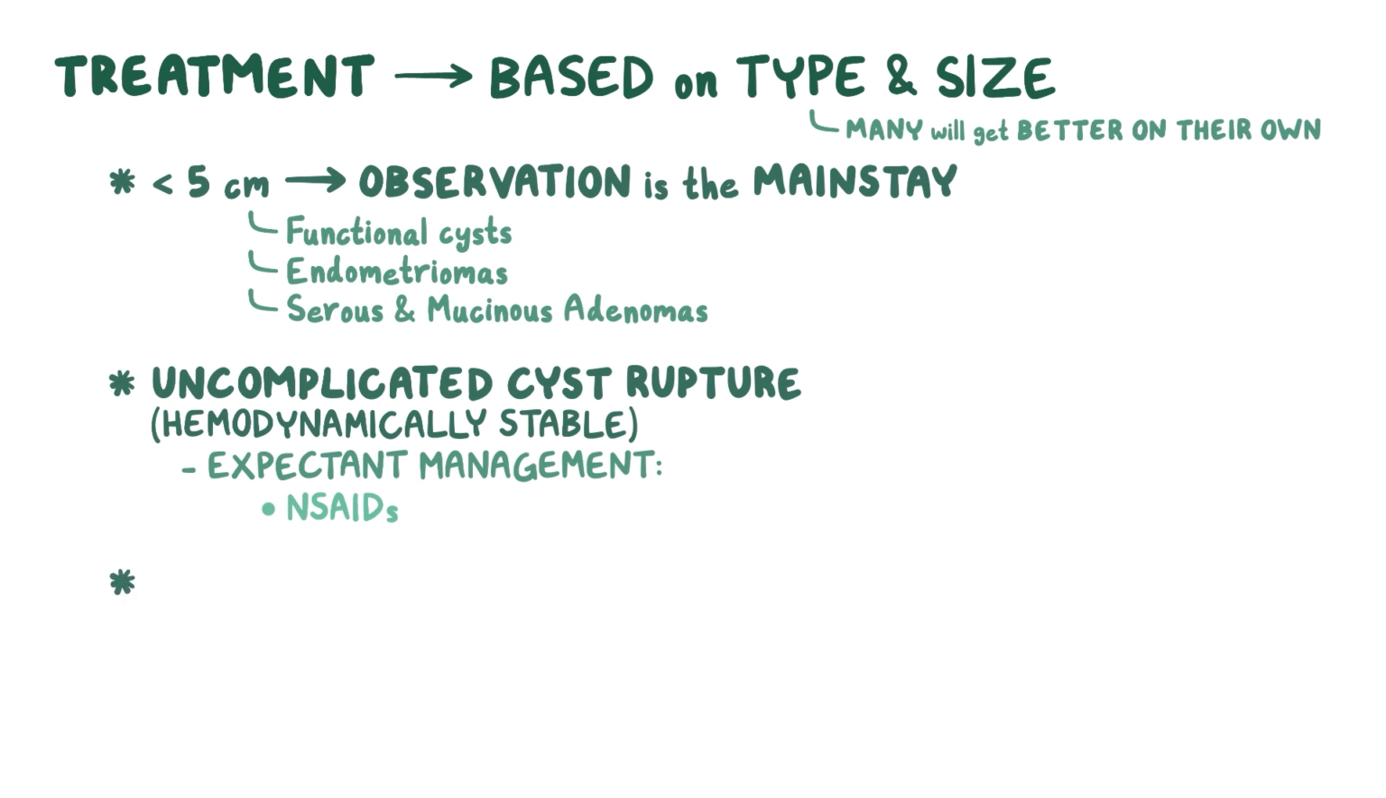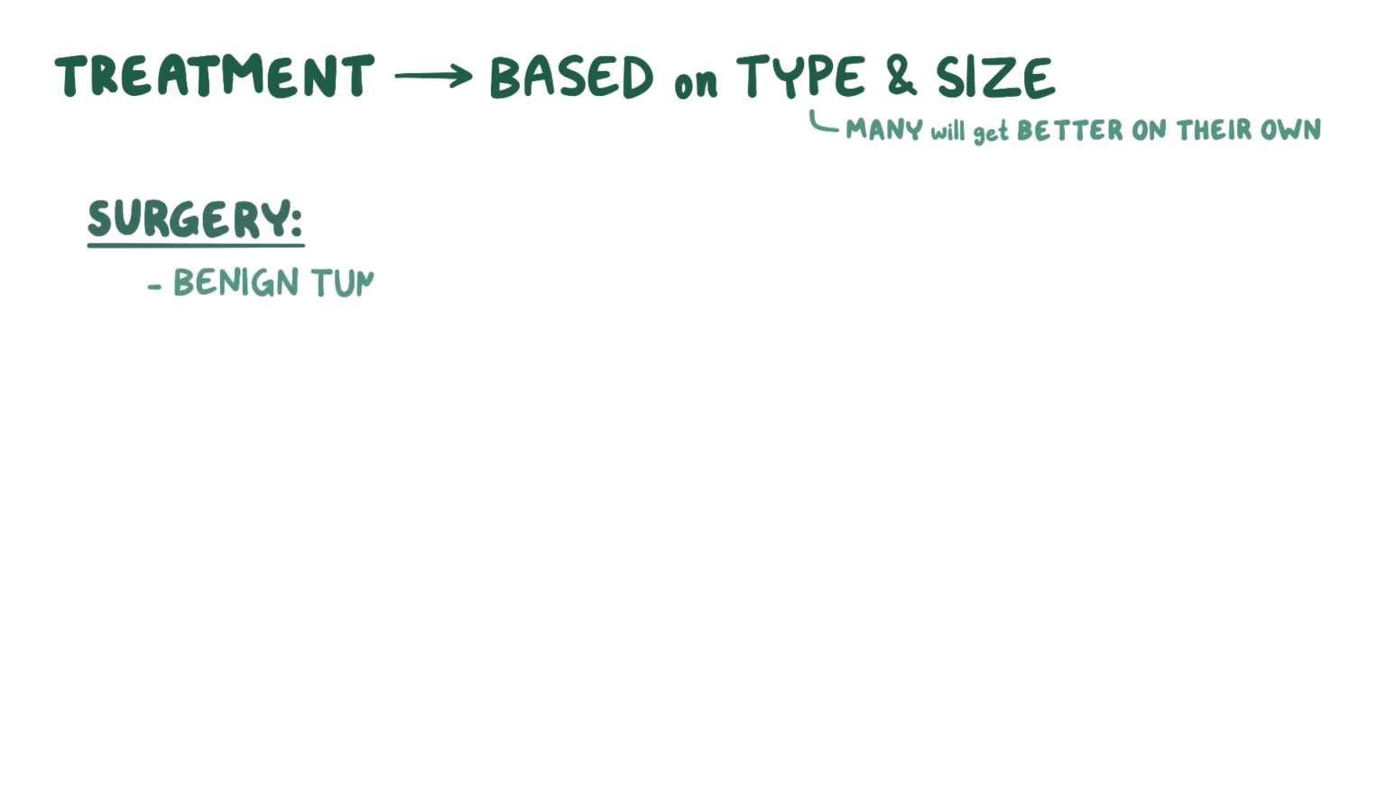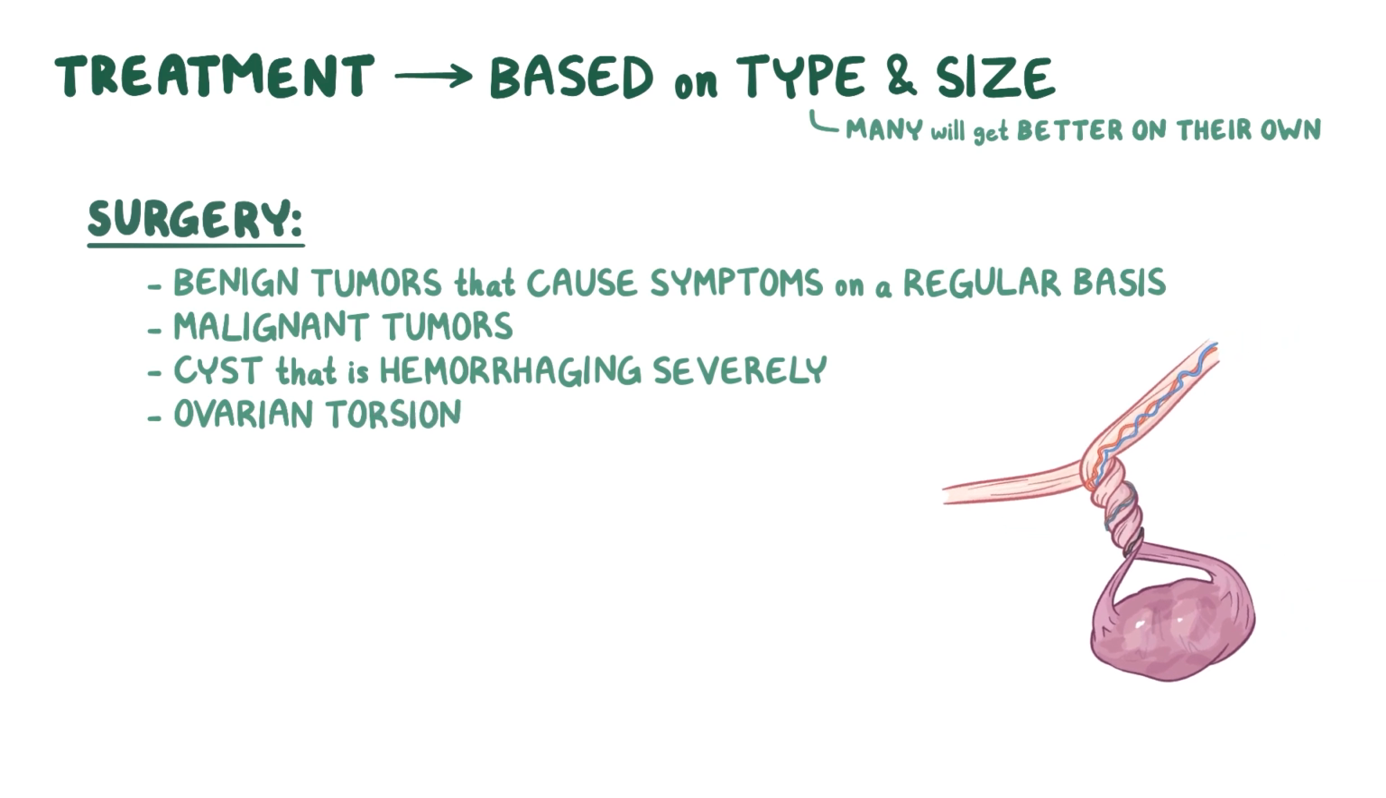If the cyst is over 5 centimeters, it's usually removed by laparoscopy. Surgery is also done for benign tumors that cause symptoms on a regular basis, for malignant tumors, if a cyst is hemorrhaging severely and it's affecting blood pressure and heart rate, or if there is ovarian torsion since lack of blood flow can damage the ovaries.